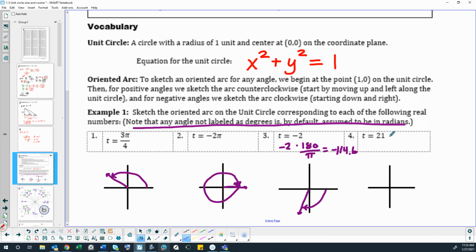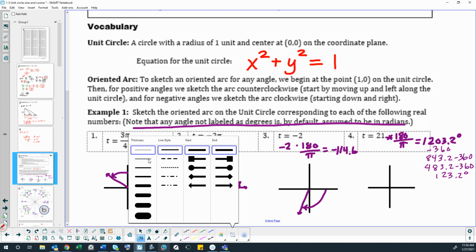Okay, and then the last one, 21, so I'm going to multiply that by 180 over pi. Whew, and I got 1203.2 degrees. I don't know where that is, so I want to find its coterminal angle. So I'm going to start subtracting increments of 360. So 843 minus another 360 would take us down to 483. We're almost where we're going to be able to recognize this. Minus another 360. So that took us down to 123.2. So now that's an angle I can sketch.